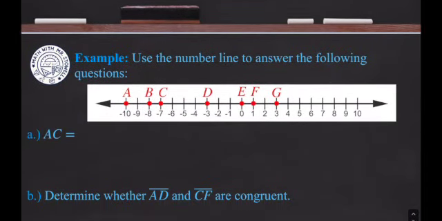Okay, so let's actually go through some examples of how this works. Use a number line to answer the following questions. We have this number line here with some points on it, and we want to find the distance from A to C. A is right here, and C is over here.